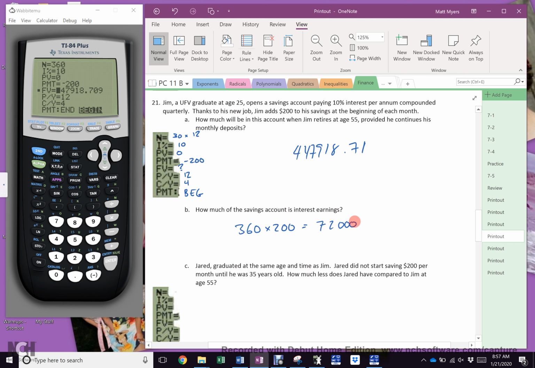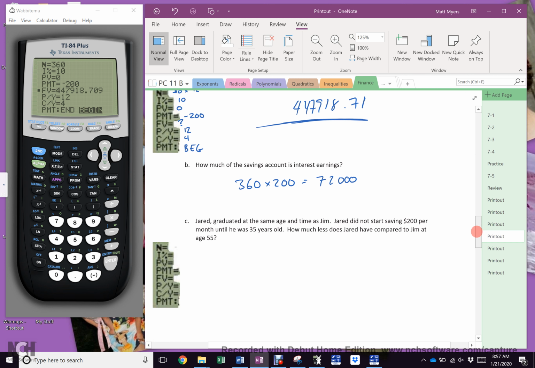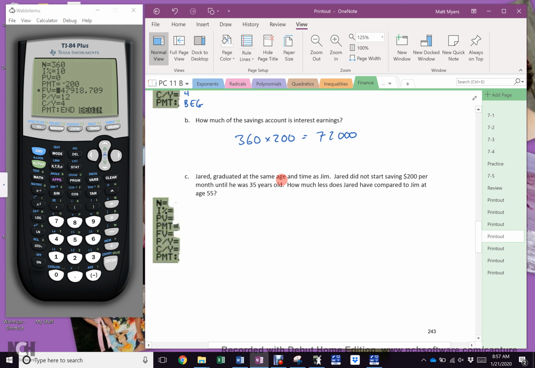72,000 is what he had to save. How much of it's free money? A lot. Yeah. All right. Now let's look at this idiot. Graduates at the same time and says, "Woohoo! I'm living life. I'm going to Bali every weekend."